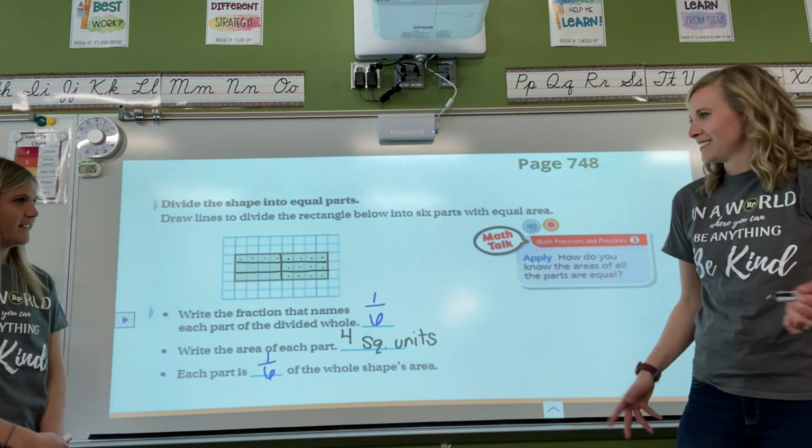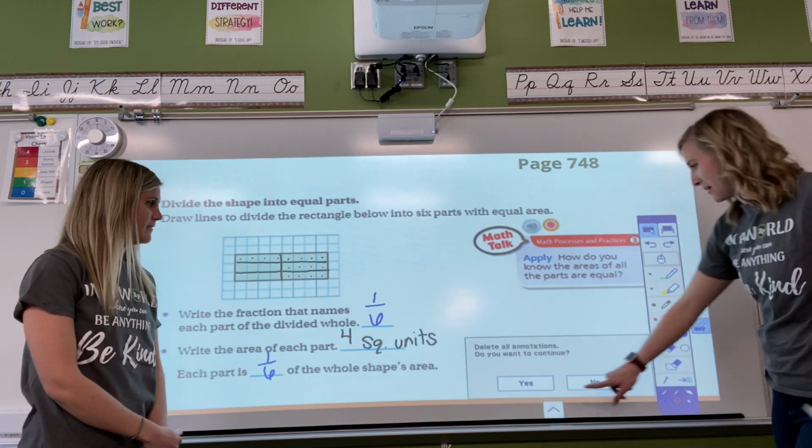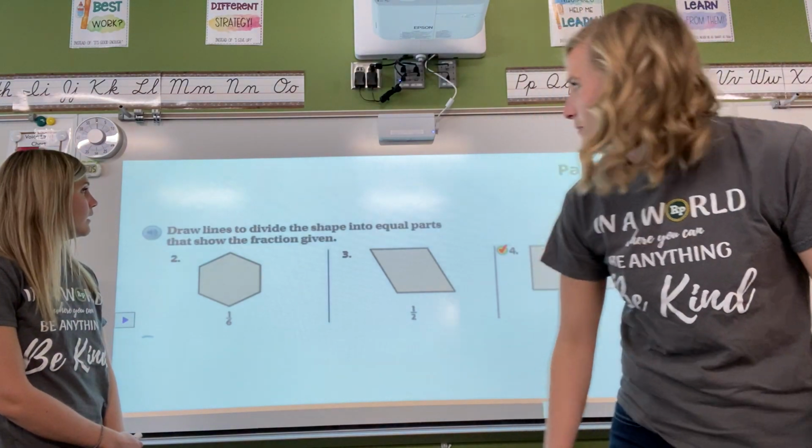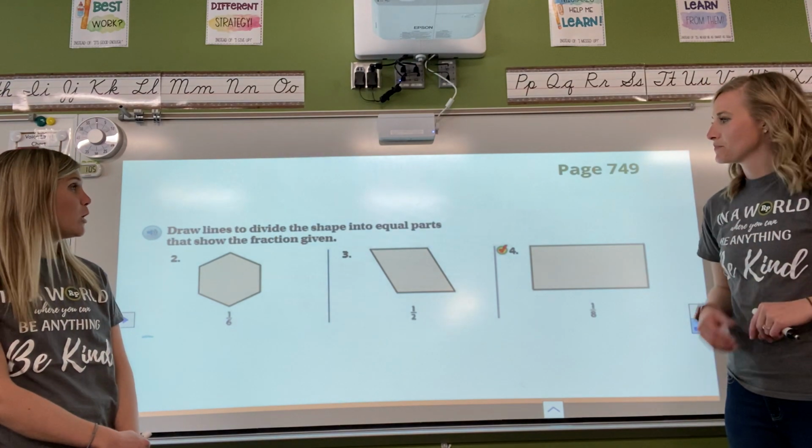Pretty cool. Adding, subtracting, multiplying, dividing fractions. We did a lot in that one. All right, we're on page 749 now.